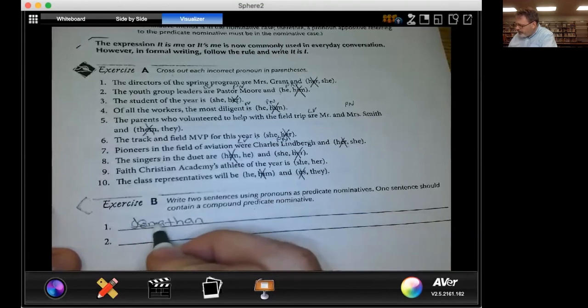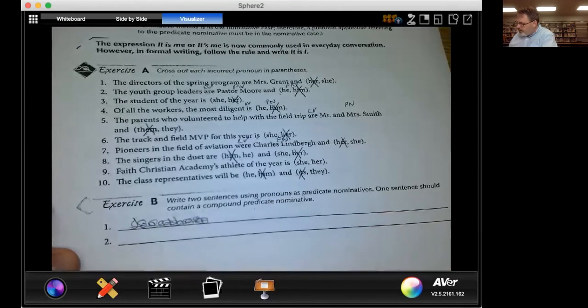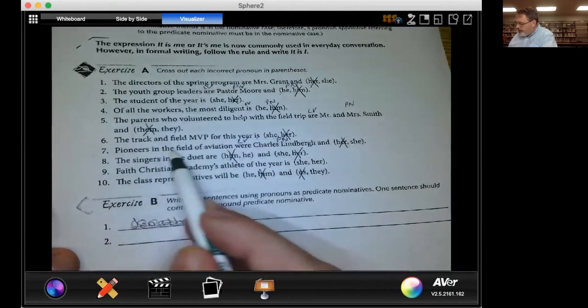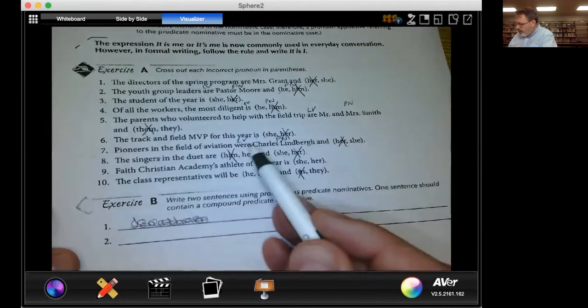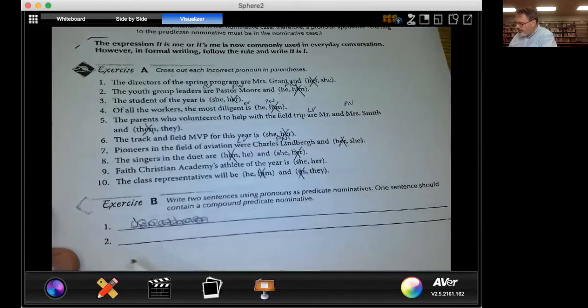Actually, I'm sorry. If you look at all of these, there is something that describes the person in the beginning. So it'd be like the pioneers are or is Jonathan. The pioneer is Jonathan, or something like that.